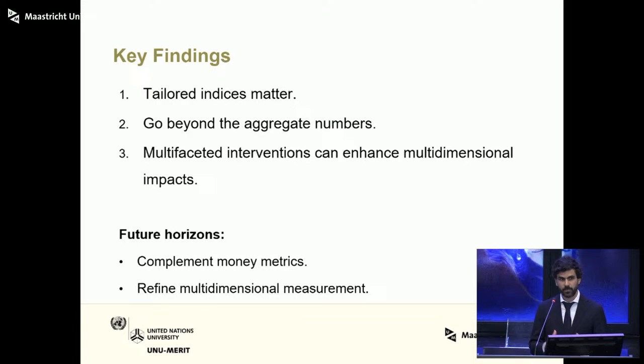And as we move forward, we encourage further research to keep refining the multidimensional measurement to be able to better understand, have a more comprehensive approach to measuring the multidimensionality of poverty using impact evaluation methods.